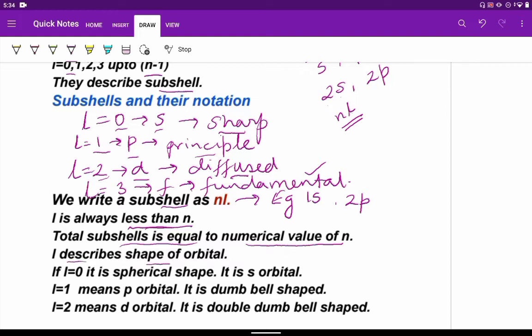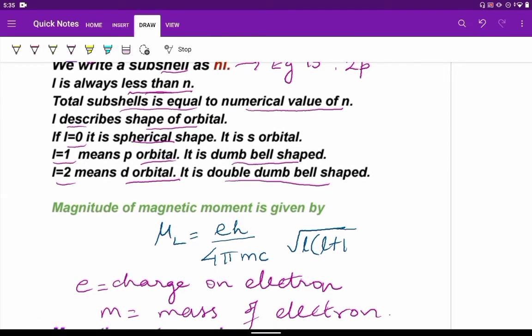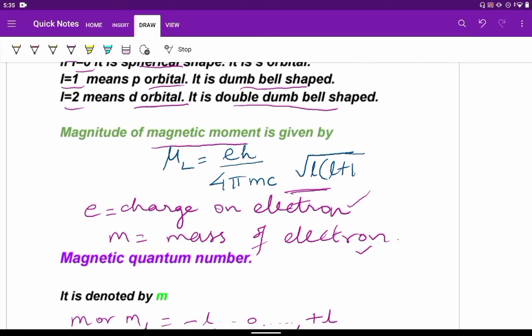From l we get the shape of the orbital. l is 0 means s orbital, that is spherical in shape. l is 1 means p orbital, it is dumbbell in shape. When l equal to 2 it is d orbital, it is double dumbbell shaped. In this we also study the magnitude of magnetic moment. The magnitude of magnetic moment is given by mu l equal to eh by 4 pi mc into square root of l into l plus 1, where e is the charge on electron and m is the mass of electron.